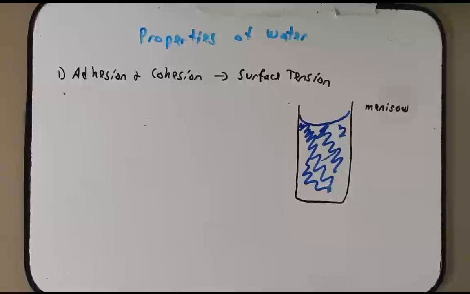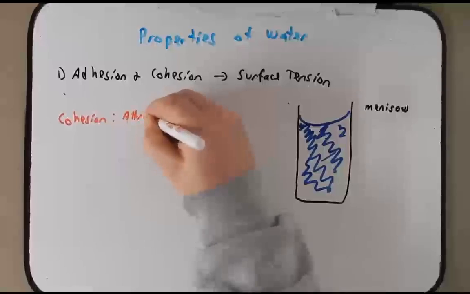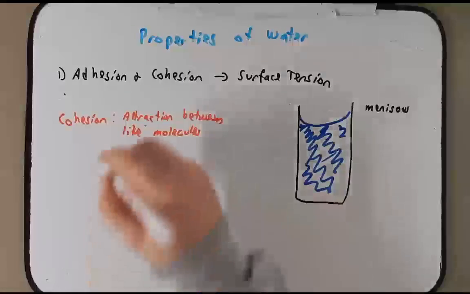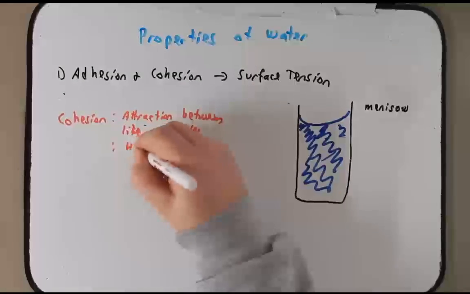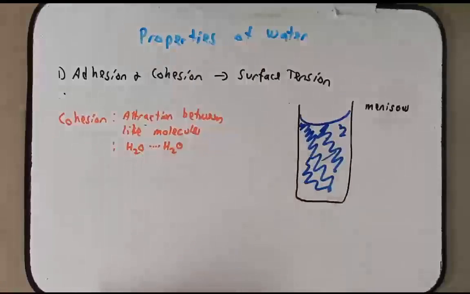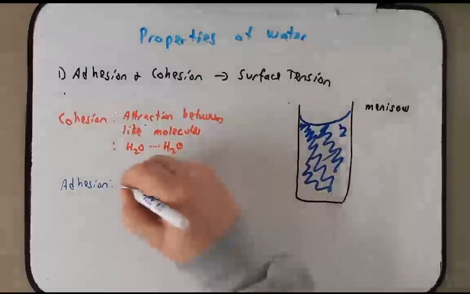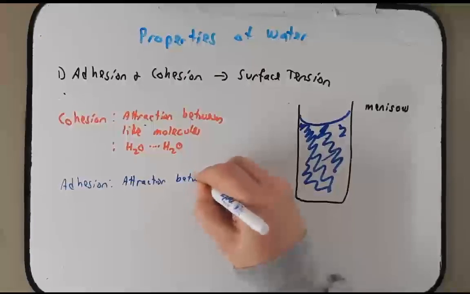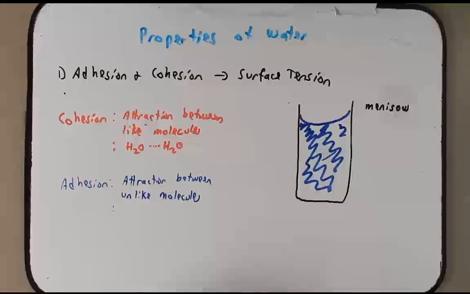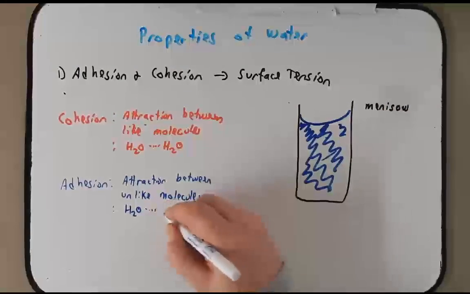So let's first define adhesion and cohesion. Cohesion is the attraction between like molecules. So we say that water is cohesive because water binds to water. They're attracted to each other. They form these hydrogen bonds that we've talked about. Now, adhesion is the attraction between unlike molecules. In the case over here, this attraction is between the water molecule and the molecules on the glass.